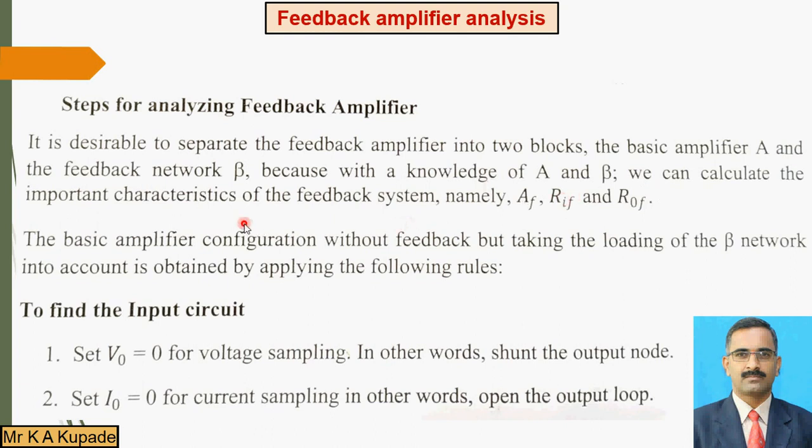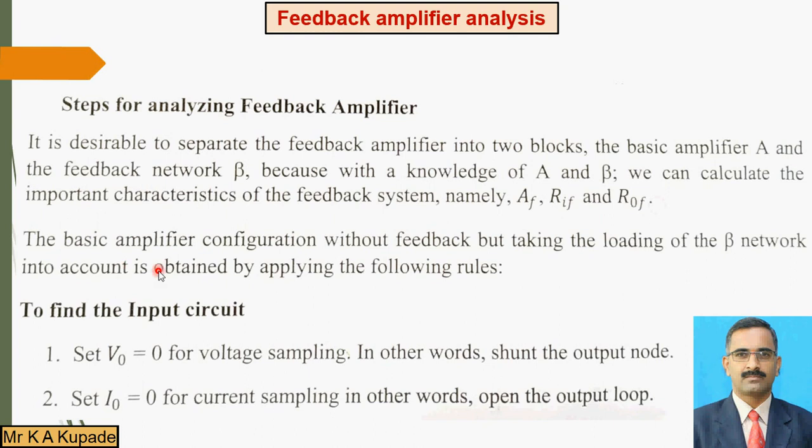From the A and beta values, you can calculate the characteristics of the feedback system. These characteristics are the gain of the feedback amplifier, the input resistance of the feedback amplifier, and the output resistance of the feedback amplifier.